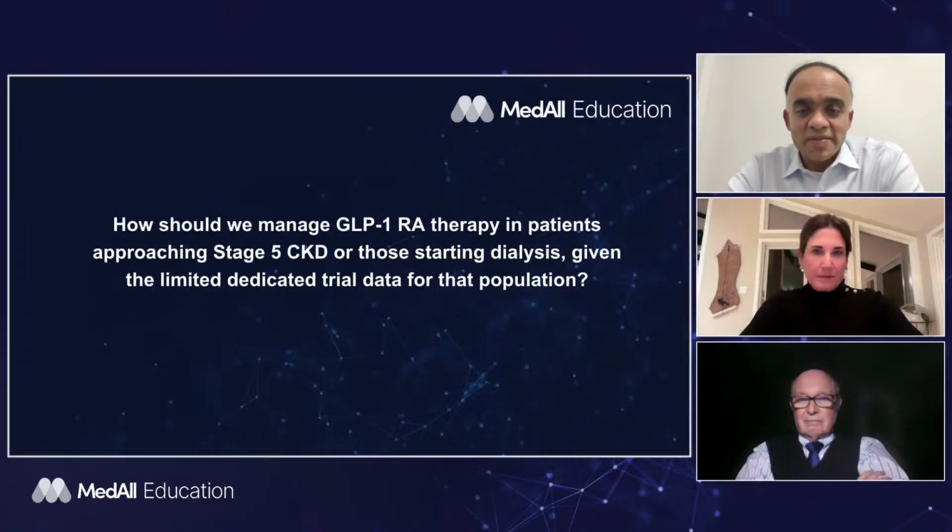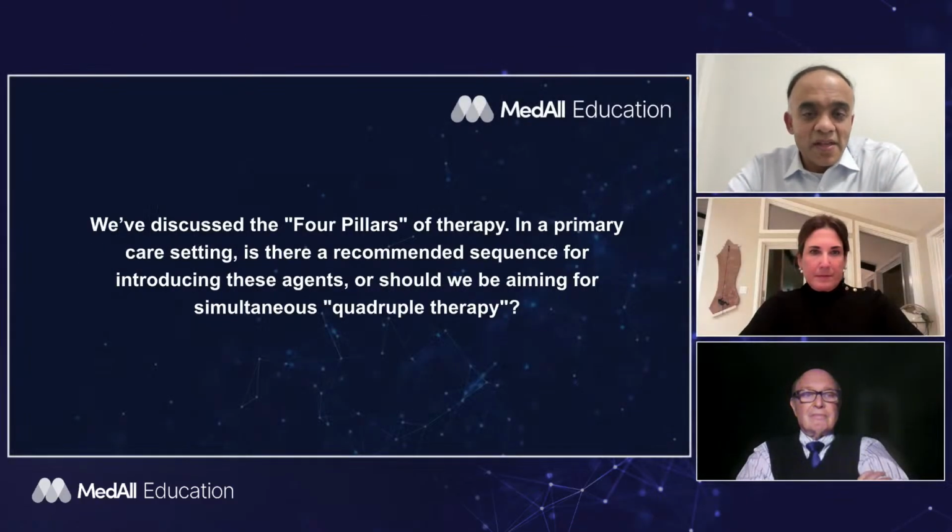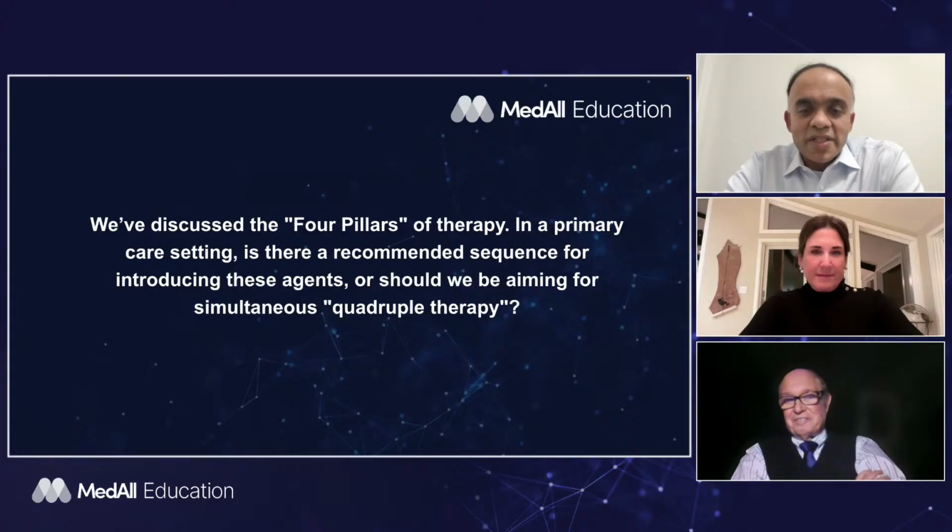Next question, please. We have discussed the 4 pillars of therapy. In a primary care setting, is there a recommended sequence for introducing these agents, or should we be aiming for a simultaneous quadruple therapy? Robert, you touched on this during your talk. Could you please expand?